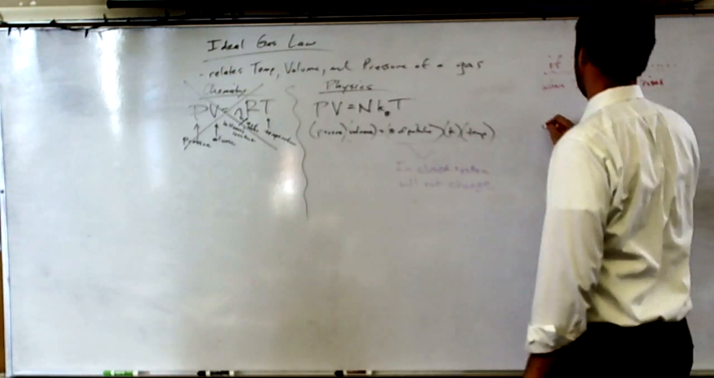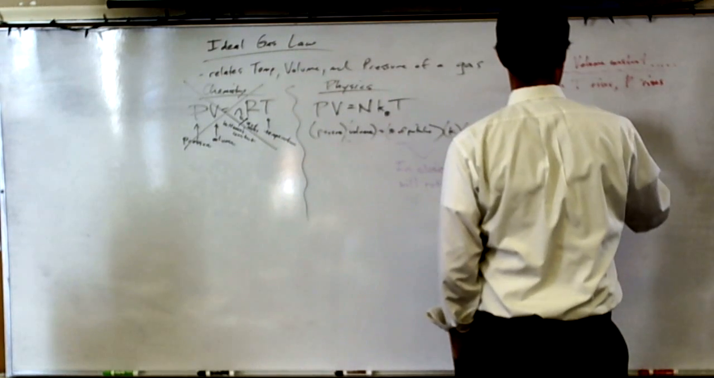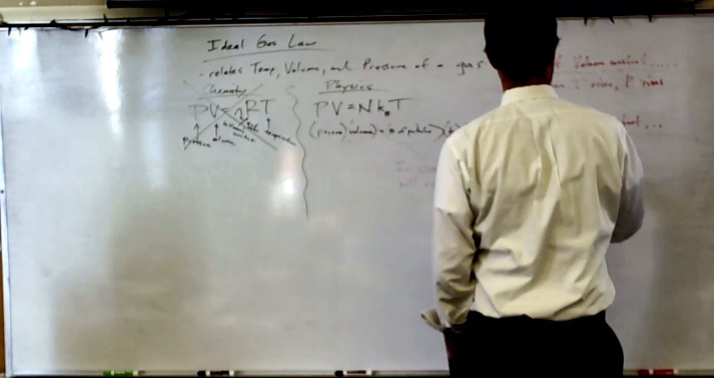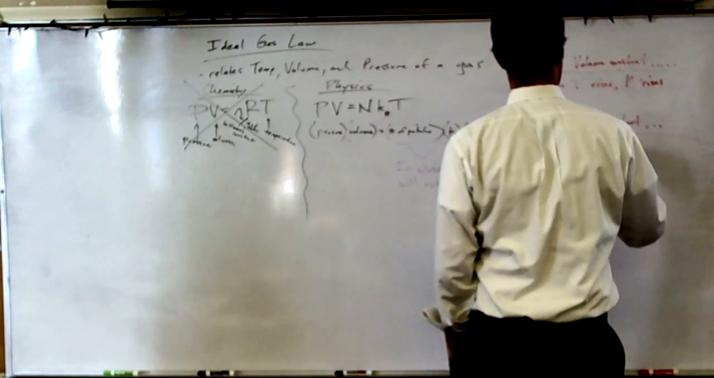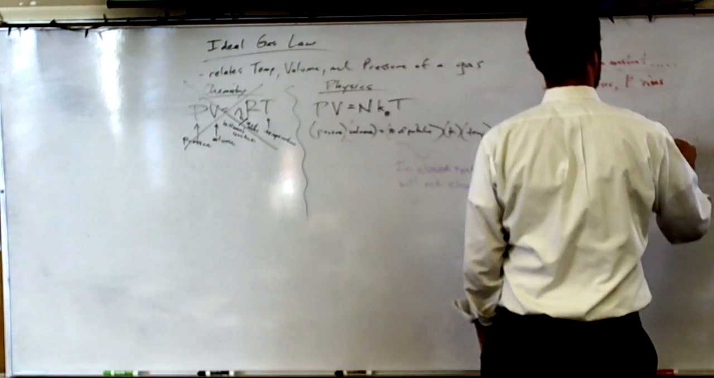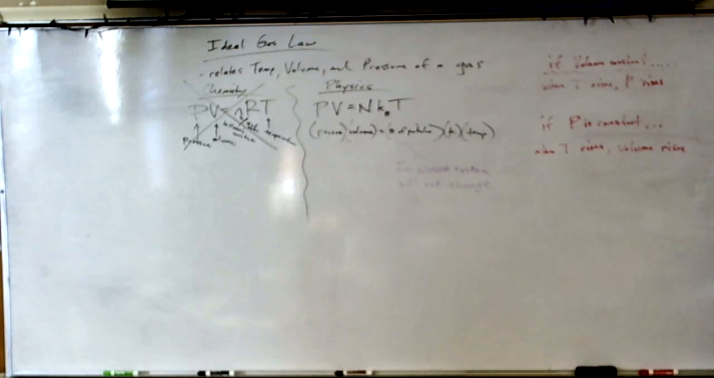If P is constant, now we're talking about a balloon. If pressure is constant, when temperature rises, volume rises. If you heat up a regular amount of air in a balloon, it expands. If you put a balloon in a freezer, it will shrink. And that's what keeps pressure constant, because it can expand. If it couldn't expand, pressure would not stay constant.